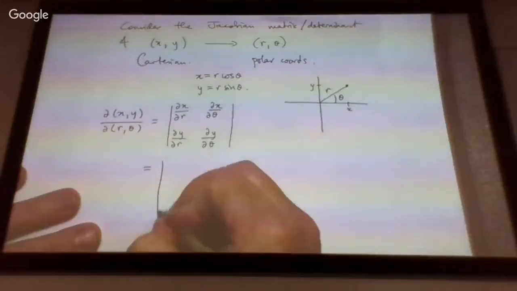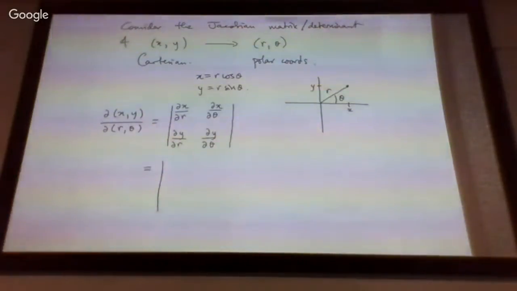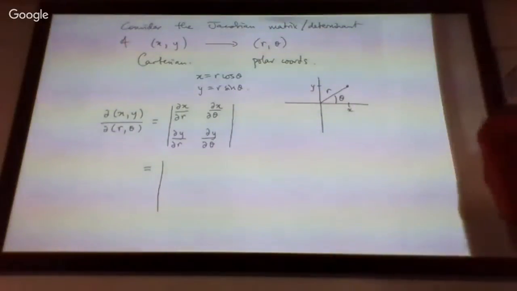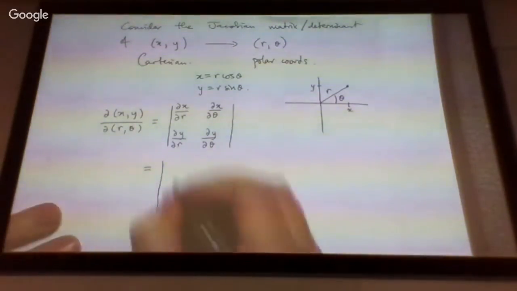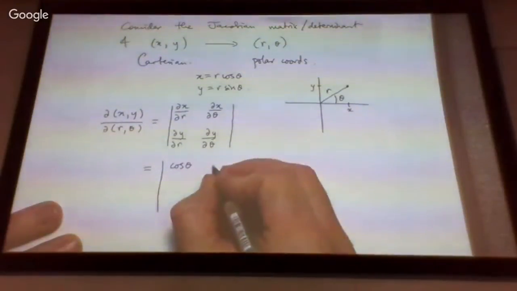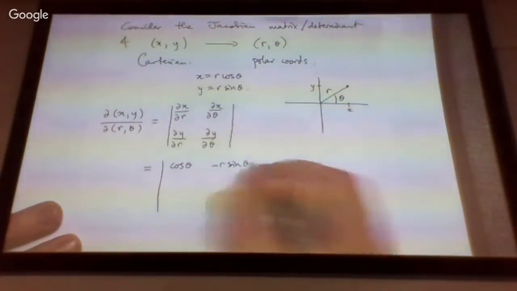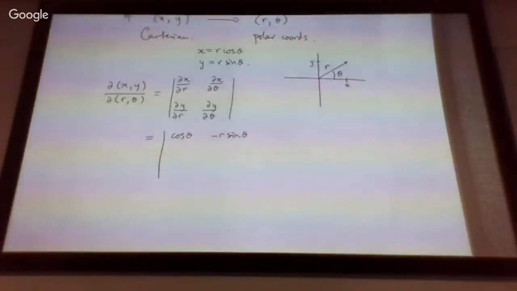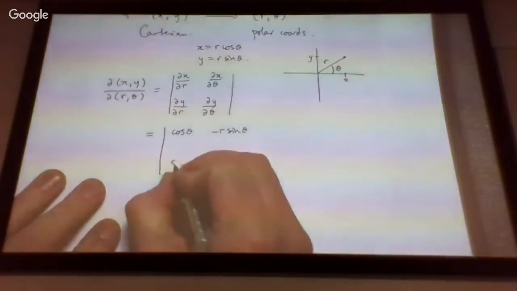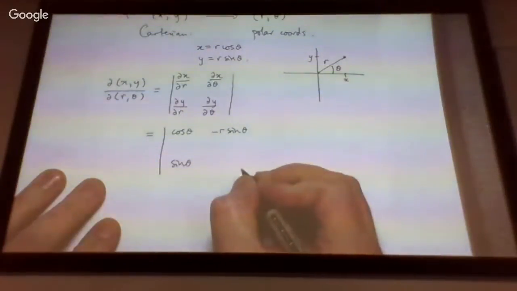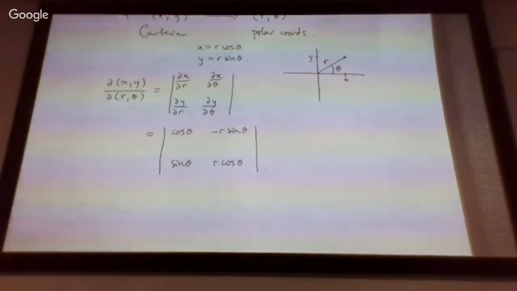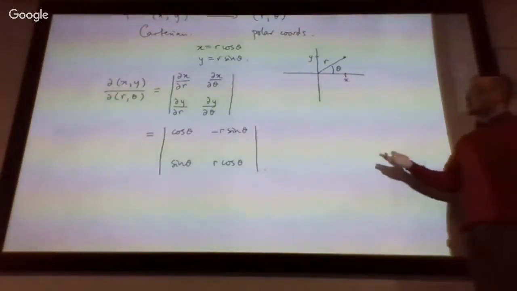So what does this actually look like? Well, we have everything we need to evaluate this. The partial derivatives dx/dr and dx/dθ: well, dx/dr will be cosine θ, dx/dθ will be minus r sine θ. Then dy/dr will be sine θ, and dy/dθ will be r cosine θ. Okay, that's what the Jacobian determinant looks like.